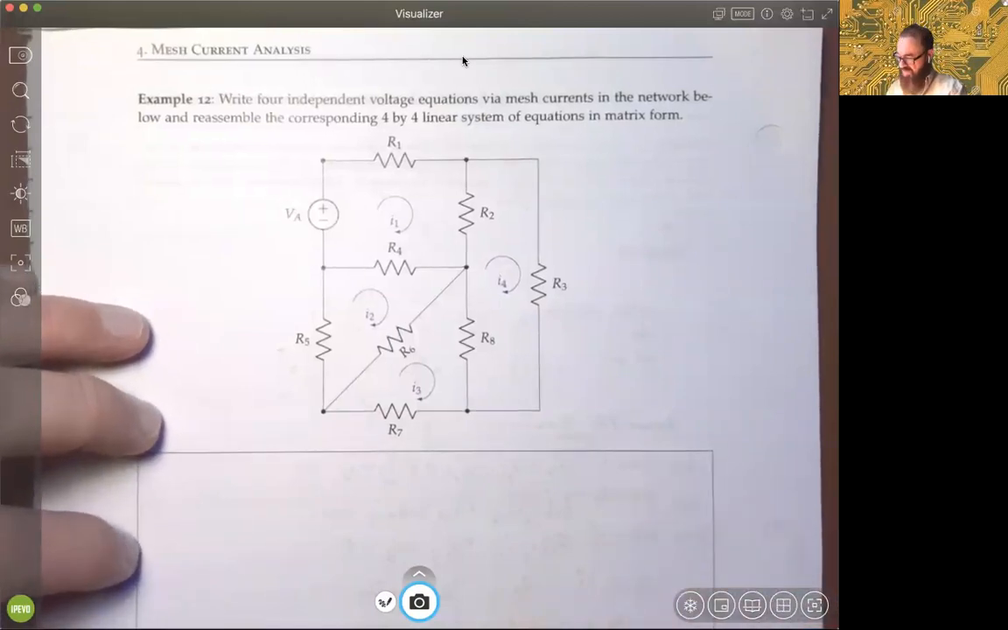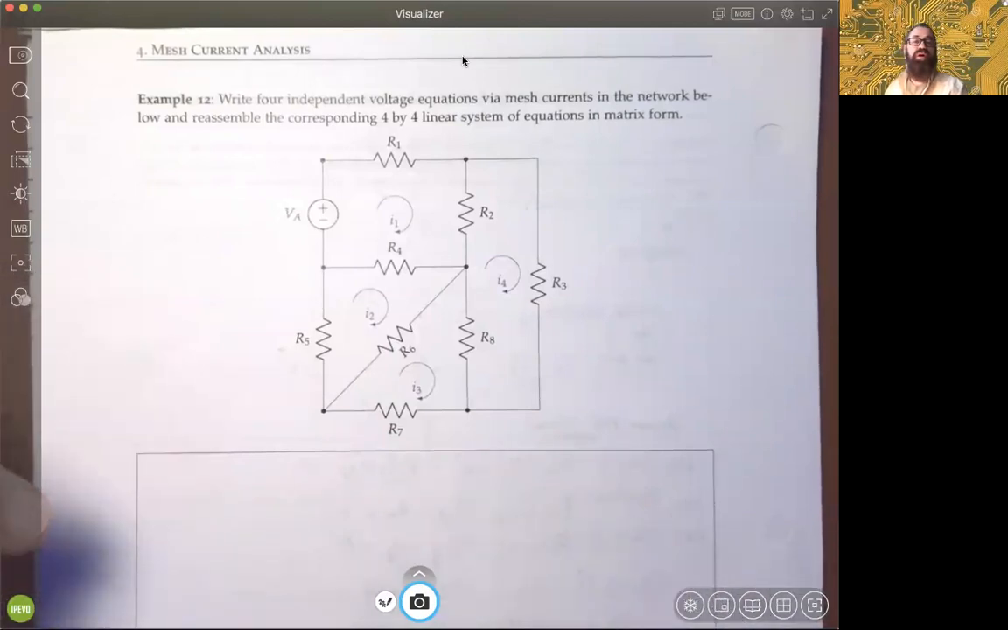So in example 12, we're at the top of page 60 in the ECE 301 workbook. We have certainly a more complicated circuit in this case, and our goal is to write 4 independent voltage equations using mesh currents and assemble the 4x4 linear system. It's not necessary to solve for it. We just want to make sure that we can set it up so that if we had a matrix solver, we could plug in the rows for the matrix equation and it would solve for the unknowns, which would be currents in this case.